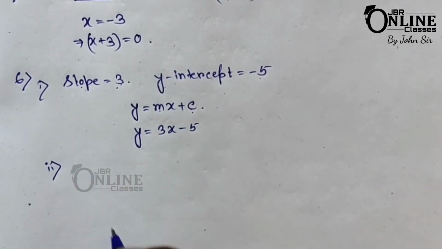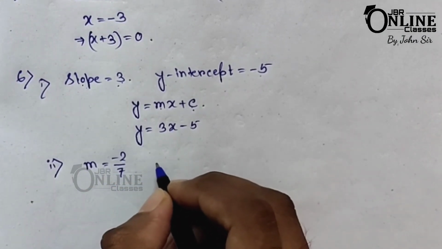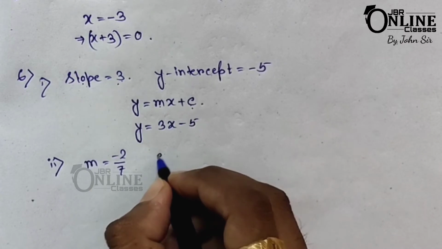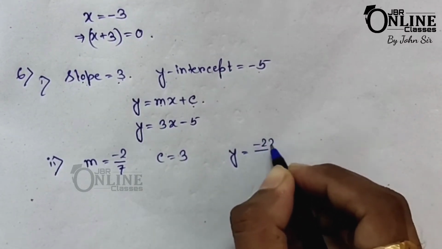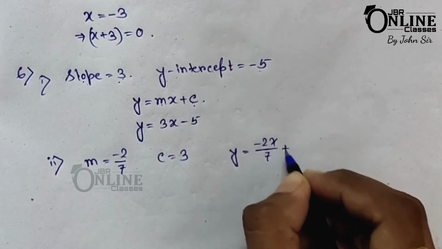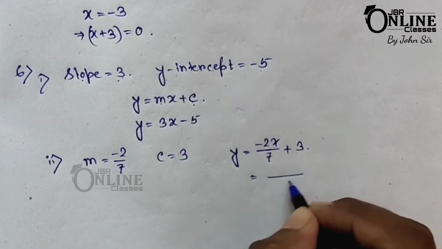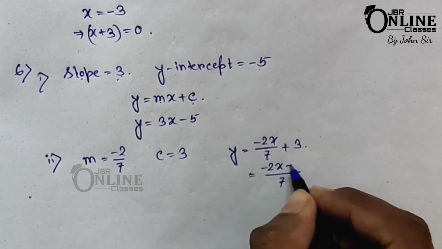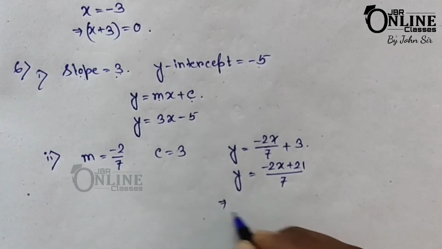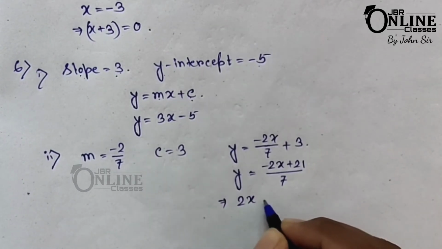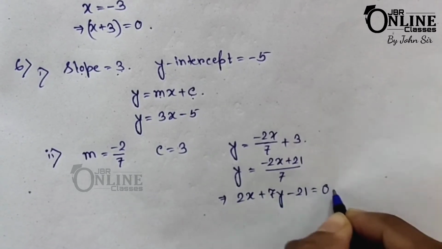Now number 2, where slope equal to minus 2 by 7 and y intercept 3, that means c equal to 3. So here y equal to minus 2x by 7 plus 3. Okay, so here LCM is 7. So minus 2x plus 21 into y. So finally it will be 2x plus 7y minus 21 equal to 0.